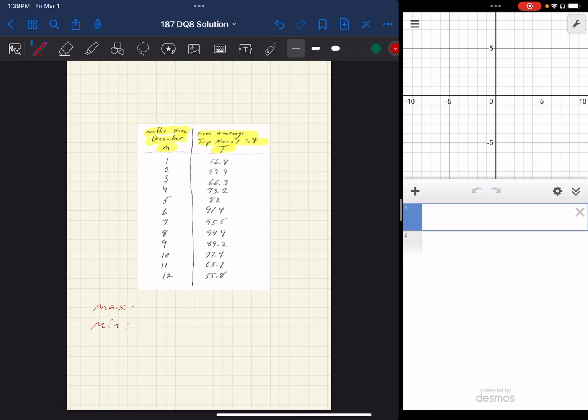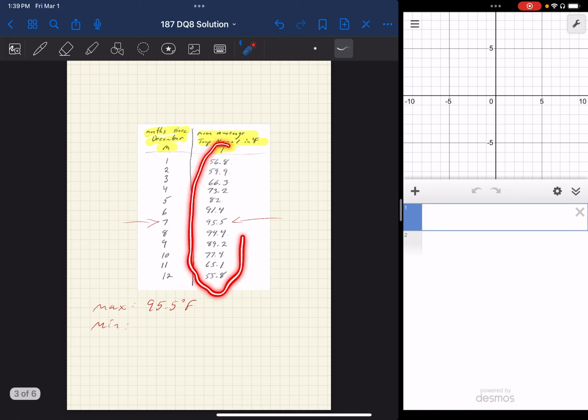So that being said, let me go look at the maximum value. I see that the maximum value is here in the 7th month, and it is 95.5 degrees Fahrenheit. I also see that when I look through this list of temperatures, the lowest I see is 55.8. And so my min value is 55.8 degrees Fahrenheit.